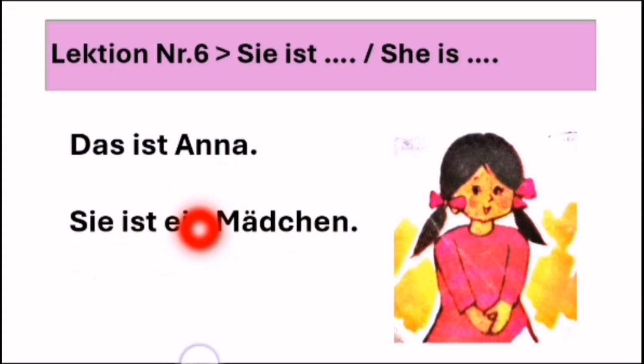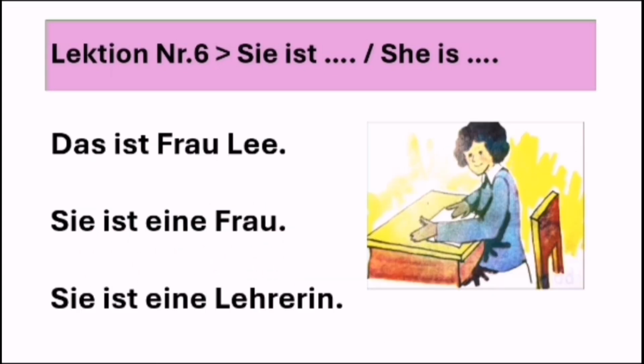I told you in previous lessons that ein Mädchen, you can't say eine Mädchen, because the noun Mädchen is a neutral noun in German language, okay? Not feminine, okay? With feminine we use eine and with neutral and masculine we use ein. So, das ist Anna, sie ist ein Mädchen. Mädchen means girl. This is Anna, she is a girl.